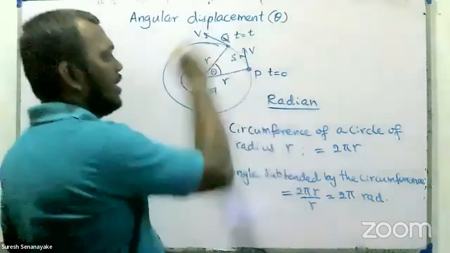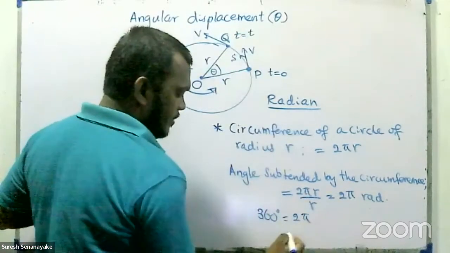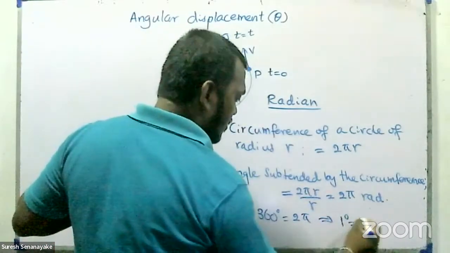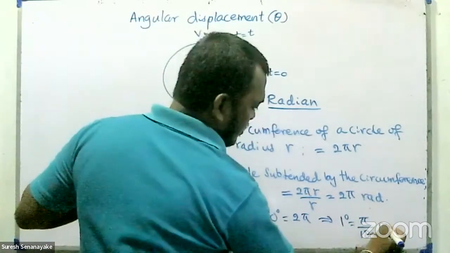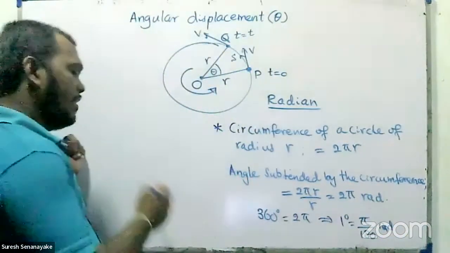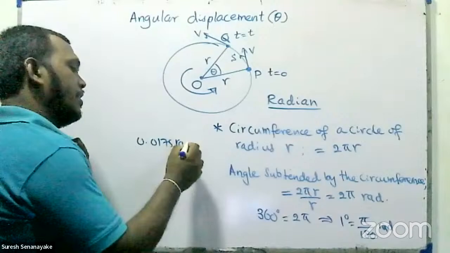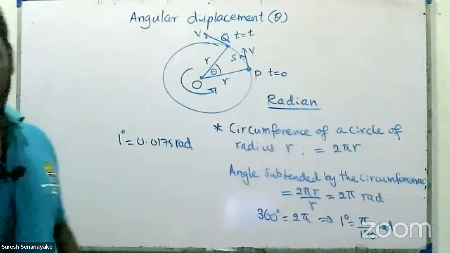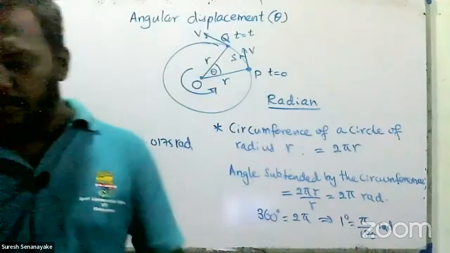So we know that the total angle is 360 degrees. You can write that 360 degrees equals 2 pi radians. So it means that 1 degree equals pi divided by 180 radians. Simplified, this value is almost 0.0175 radians, and this is 1 degree. If you want to convert degrees into radians, you can use this formula.